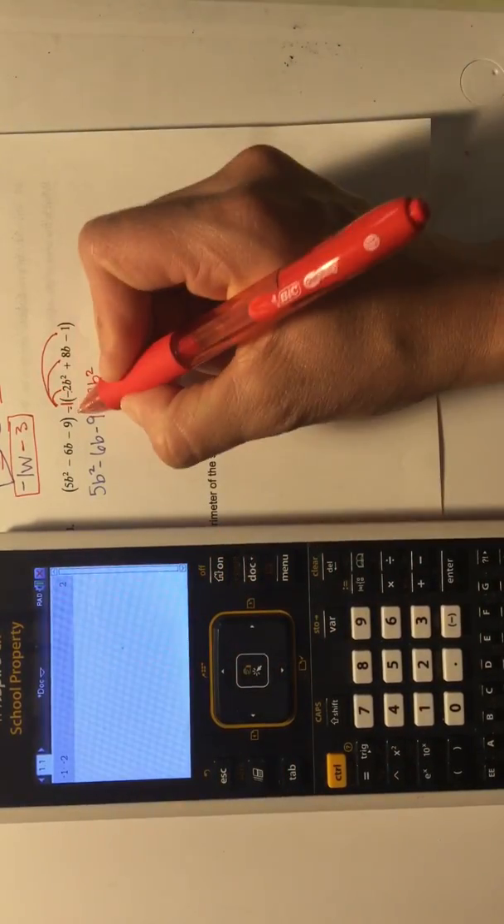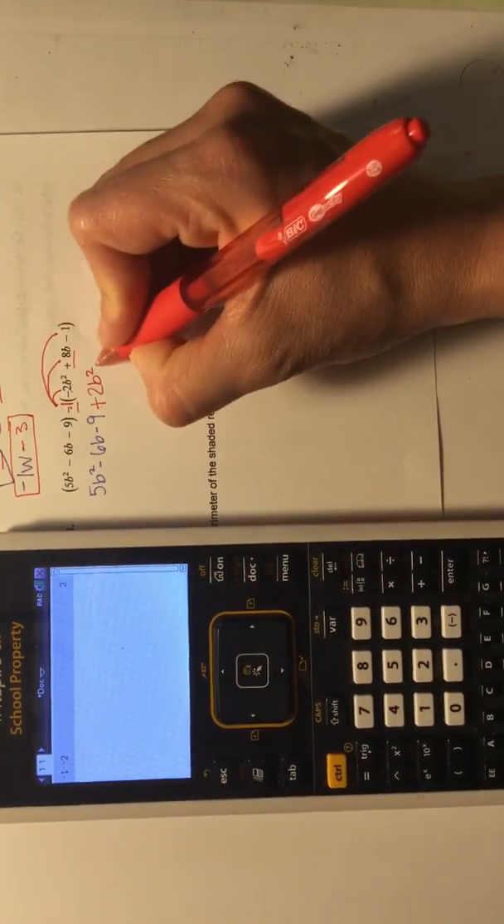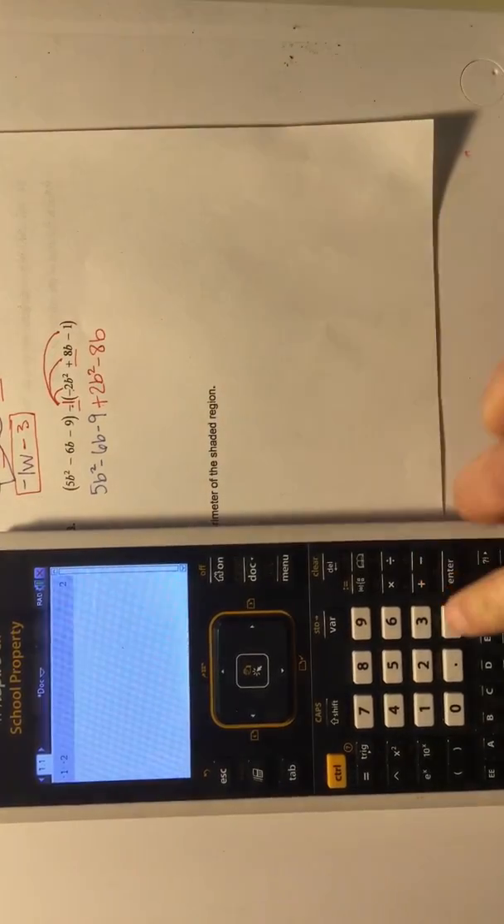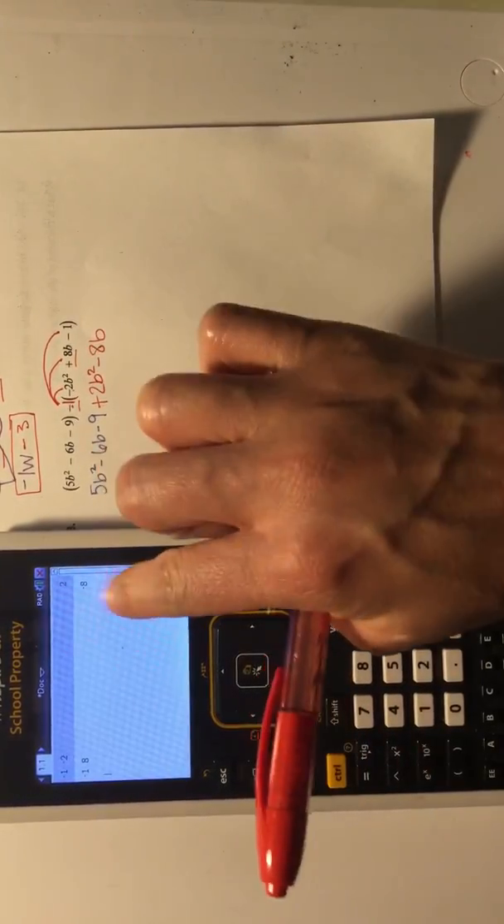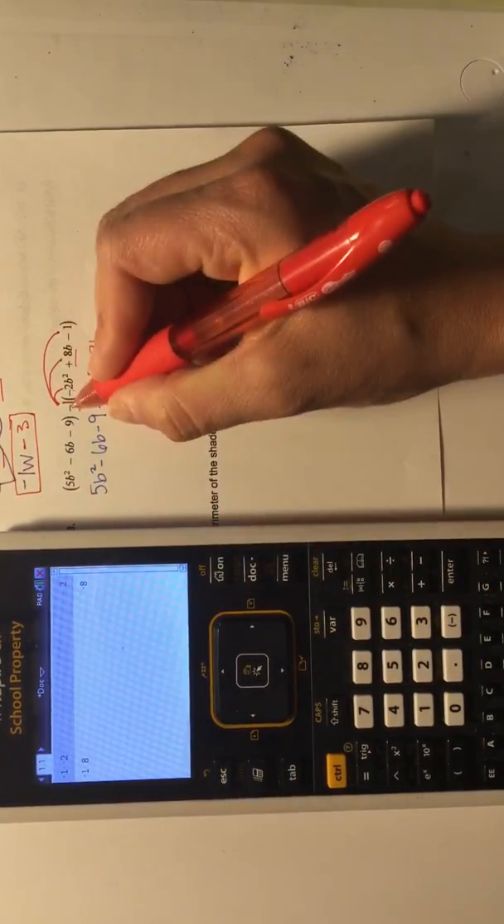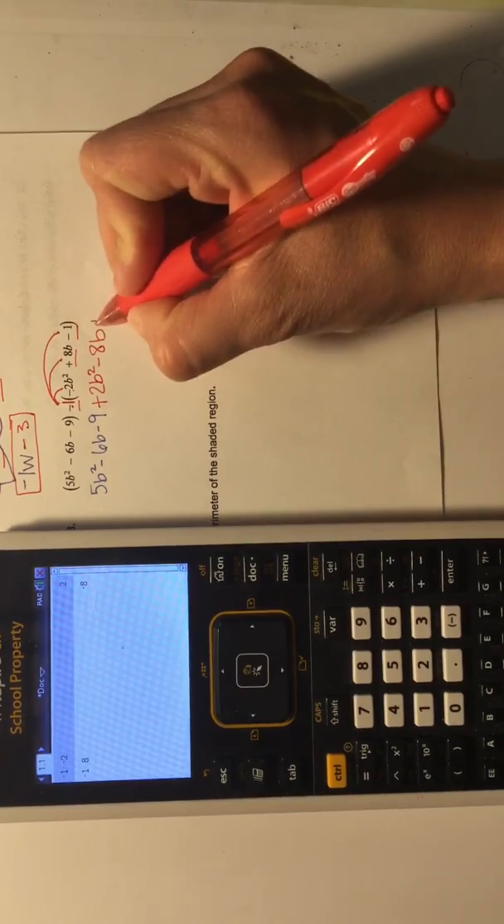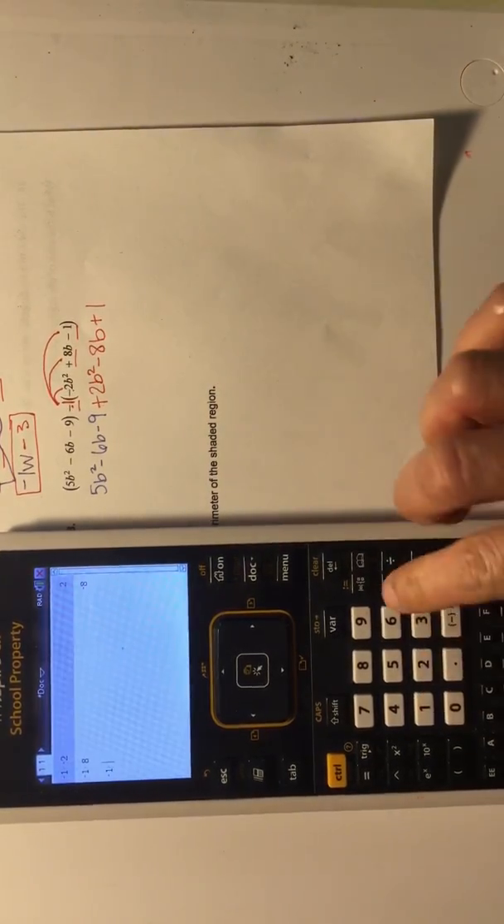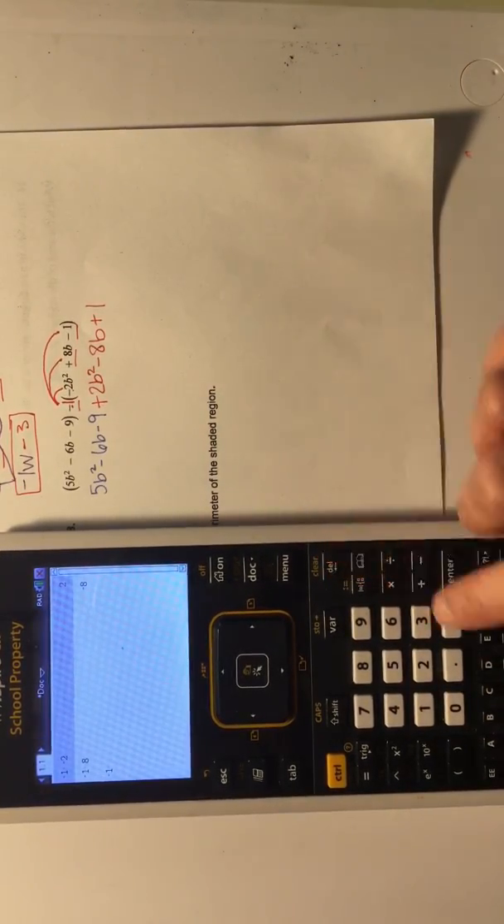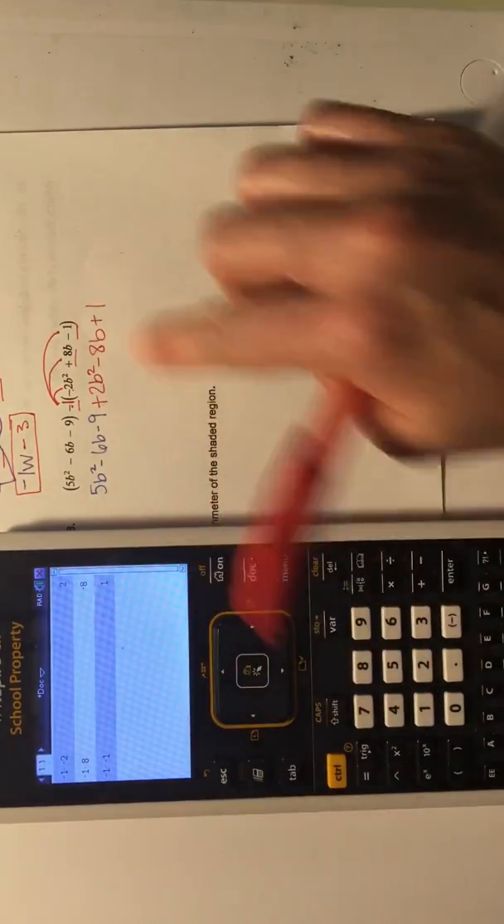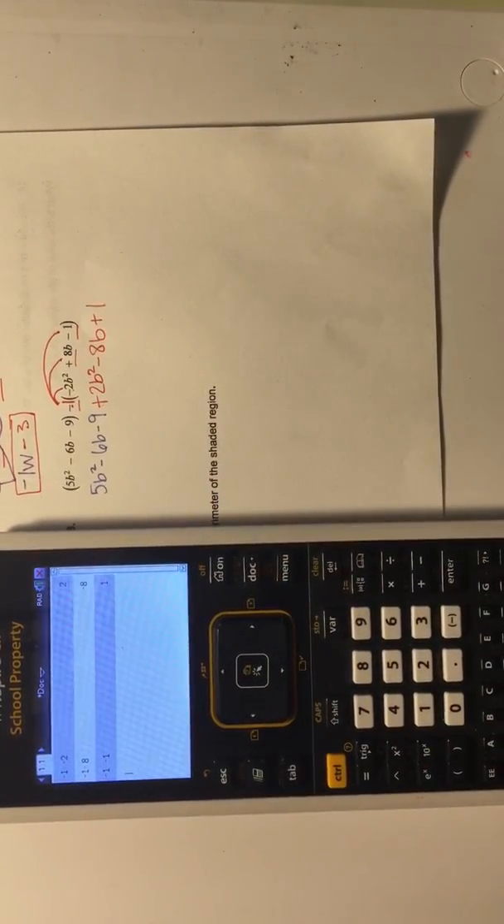Positive 2. Negative 1 times a positive 8, negative 8b. Negative 8. Negative 1 times a negative 1 is a positive 1. Now you can combine your like terms.